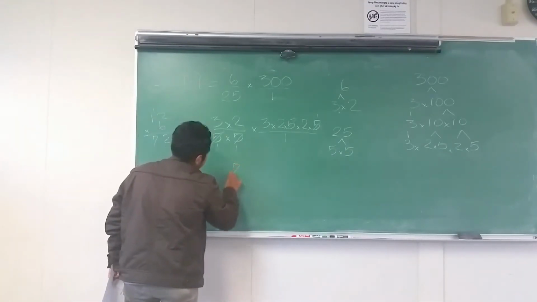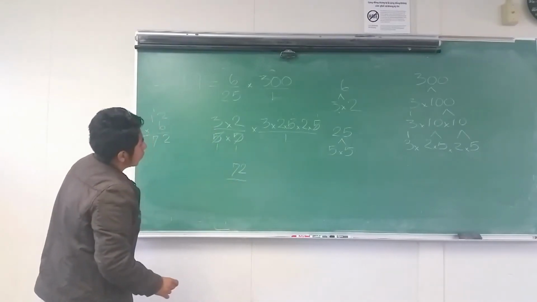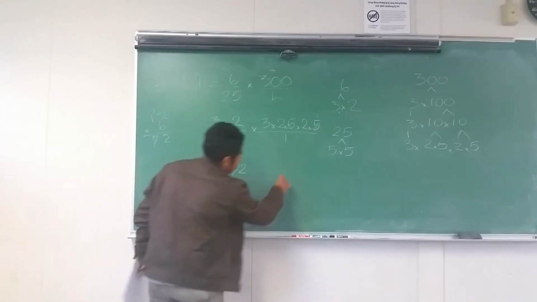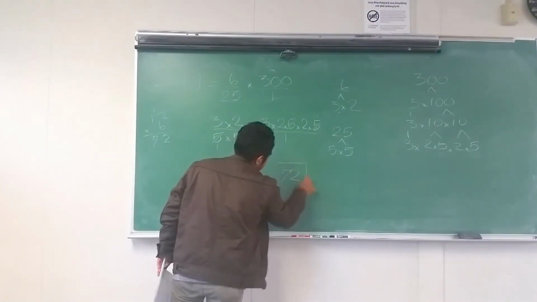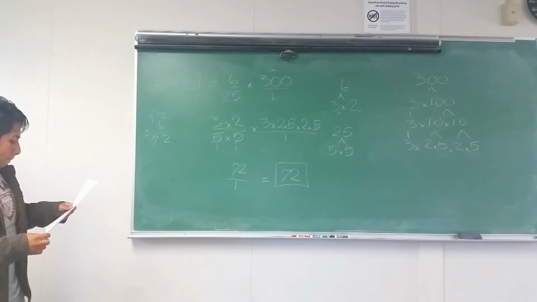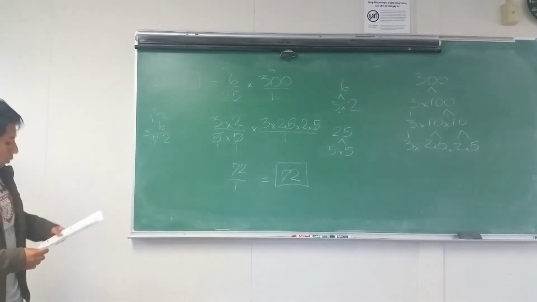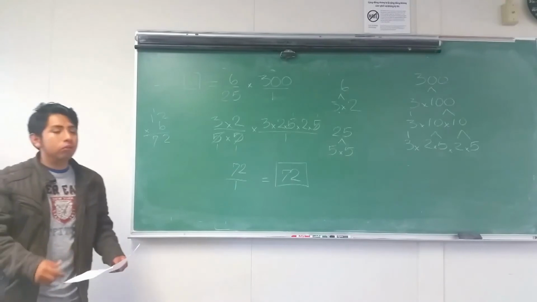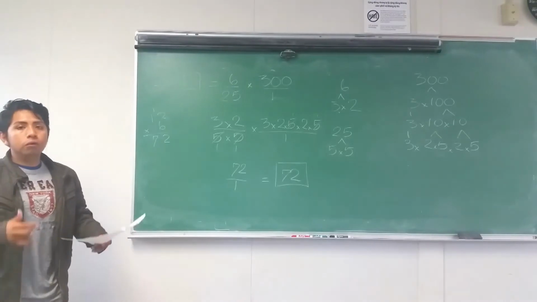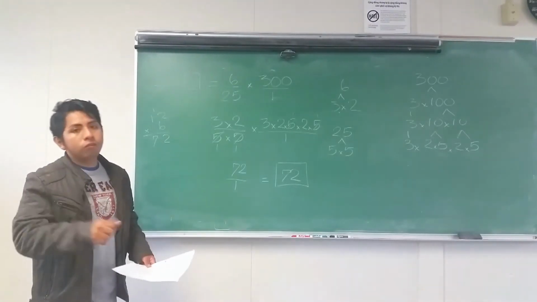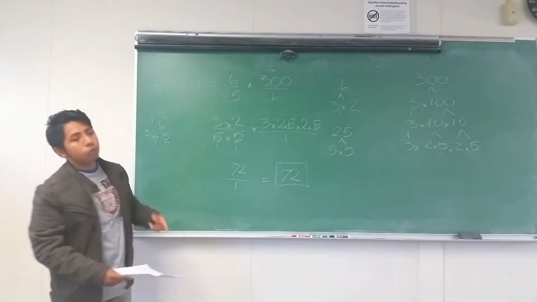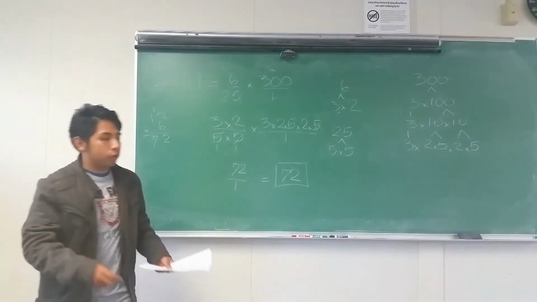So you have 72 over 1, and 72 over 1 is just 72. Therefore, your missing number is 72. So in these problems from 12 to 15, all we have to do is identify what we are missing. If you're missing a multiplier, you have to divide the product by the non-multiplier. If you are missing the product, then we just have to multiply those two numbers or fractions.